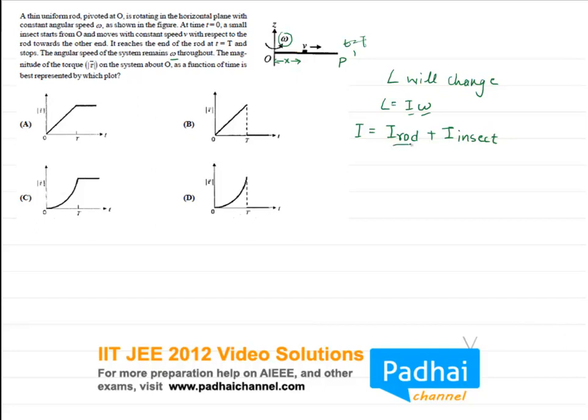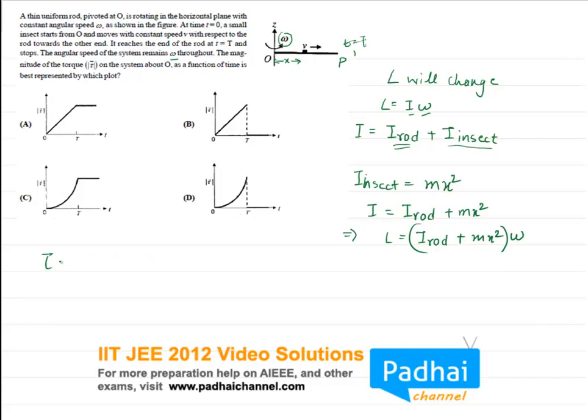Now I of the rod will be constant. We need not worry about the value because it is constant. Rod is not moving. Rod is just rotating about the axis. But insect, since it is moving outwards, I will change, right? If it is at a distance x from O, what will be I? I of the insect, if the mass of the insect is m, and it is at a distance x, will be mx square, right? That means I will be equal to I rod plus mx square, right? That means L will be equal to I rod plus mx square into omega, right?